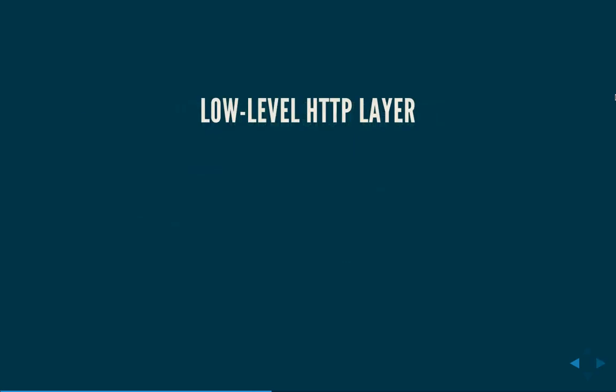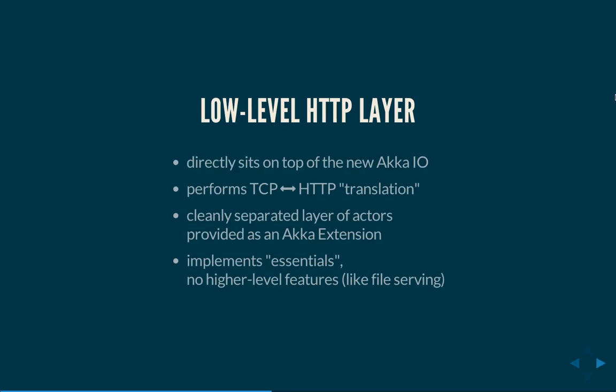So let's move on from Spray HTTP to the low-level HTTP server and client layer. This sits directly on top of the new Akka IO layer, which became available with Akka 2.2, and which we're going to look into in a second. And it basically just performs everything that's necessary to transform raw TCP data into the high-level HTTP data model that I just showed you. And this translation goes in both directions. But that's all it does.